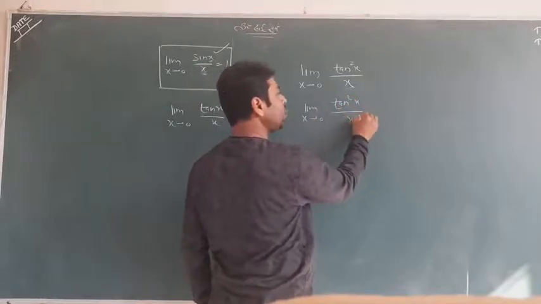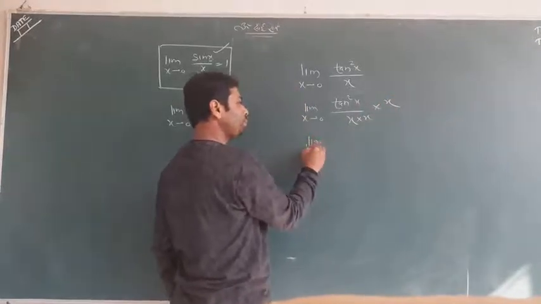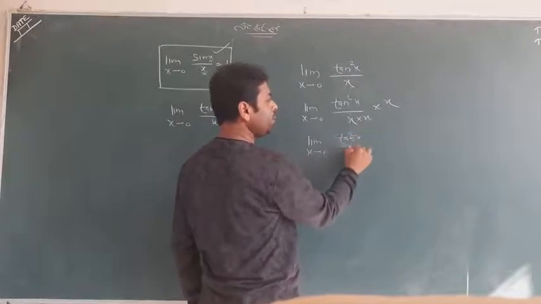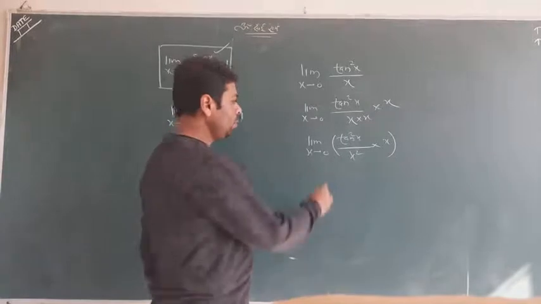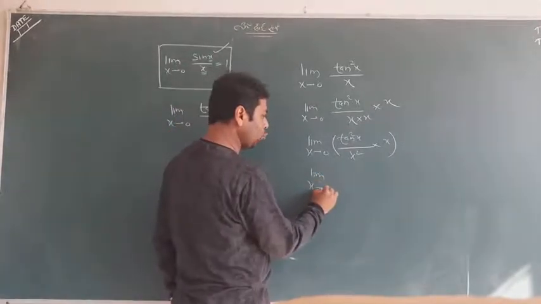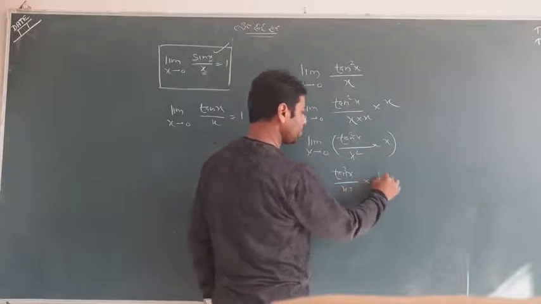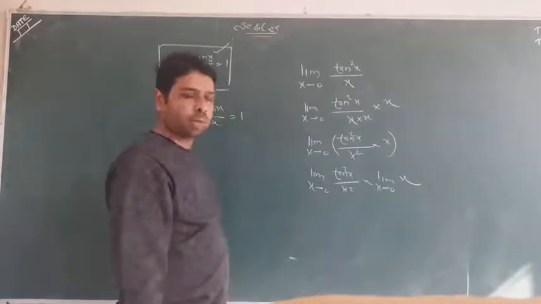It is x. You multiply by x and divide by x. Why did I do so? Because it is 10 square, and x into x is x square into x. Now break the limit in two parts: 10 square x upon x square, and x. What about that?